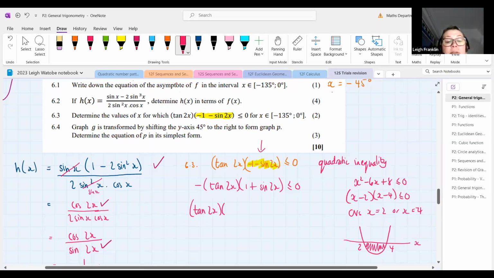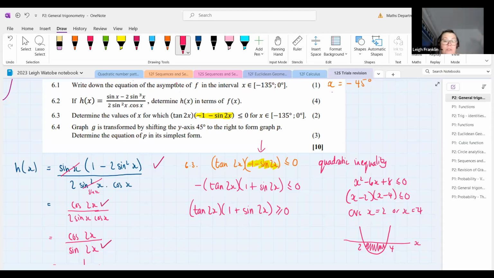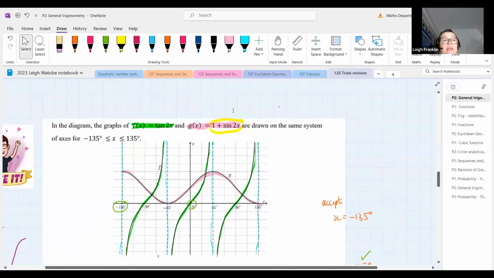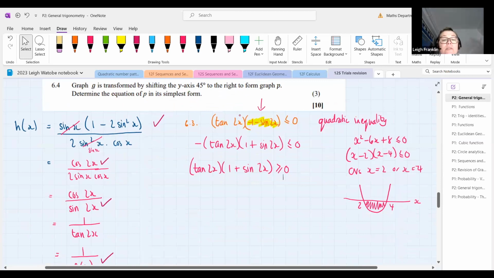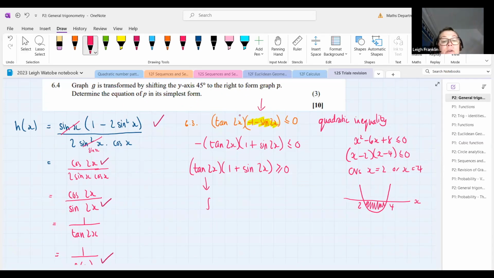Okay, so in other words, what we would have is tan 2x times 1 plus sine 2x, and instead of it being smaller than or equal to 0, it's now going to be greater than or equal to 0. So essentially what they've done here is they've asked us a question like this. They're really asking us for which values of x is f of x times g of x, because this is f of x over here, greater than or equal to 0. That's really what they're asking us.